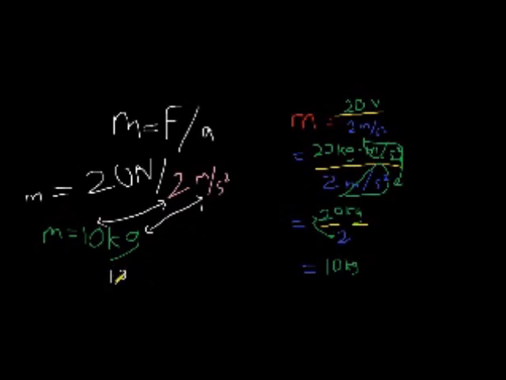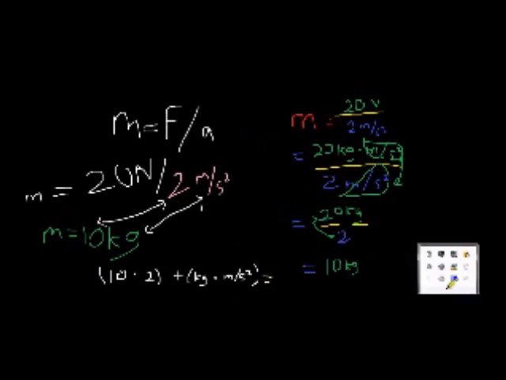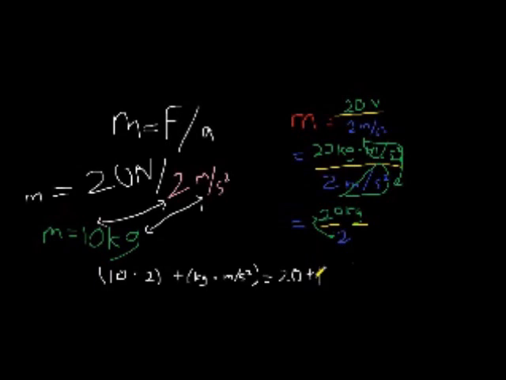So we'll write it like this: 10 times 2, kilograms times meter per second squared, which equals 10 times 2 is 20, plus a kilogram times a meter per second squared is a newton, which equals 20 newtons, which is our force right here.